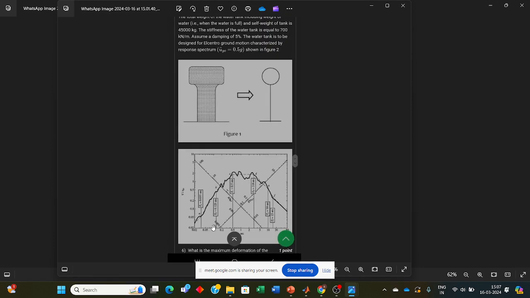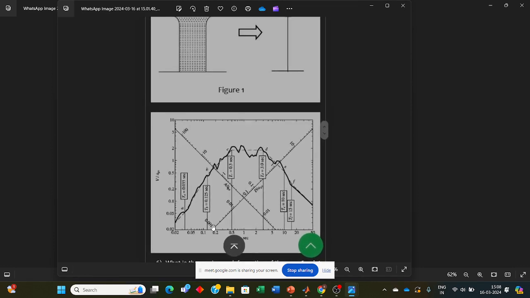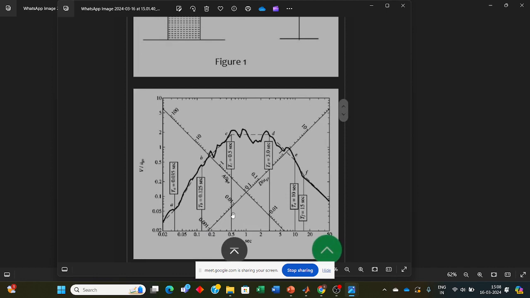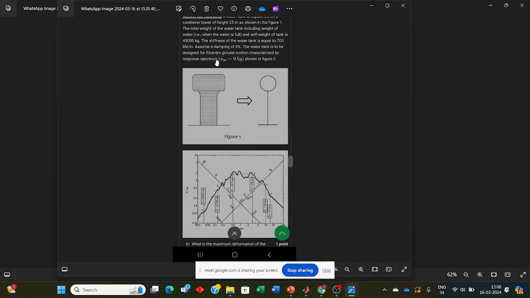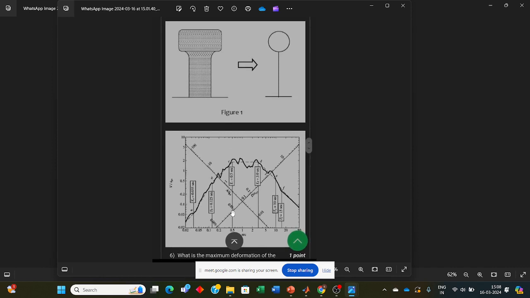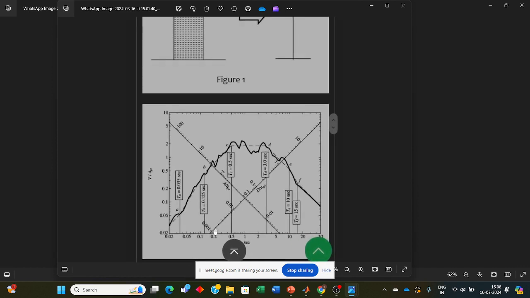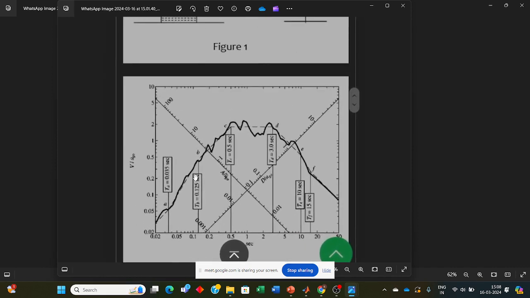Once you can read the time period of the structure, note that it is given that the ground motion is characterized by a response spectrum where u ground double dot is 0.5 g. So just keep this in mind. Now have a look at this response spectrum. We know that for a very stiff system.